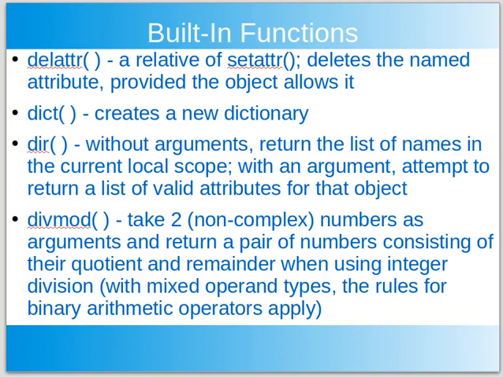Delattr, a relative of setattr, deletes the named attribute provided the object allows it. Dict creates a new dictionary. Dir without arguments returns the list of names in the current local scope. With an argument, attempts to return a list of valid attributes for that object. Divmod takes two non-complex numbers as arguments and returns a pair of numbers consisting of their quotient and remainder when using integer division. With mixed operand types, the rules for binary arithmetic operators apply.